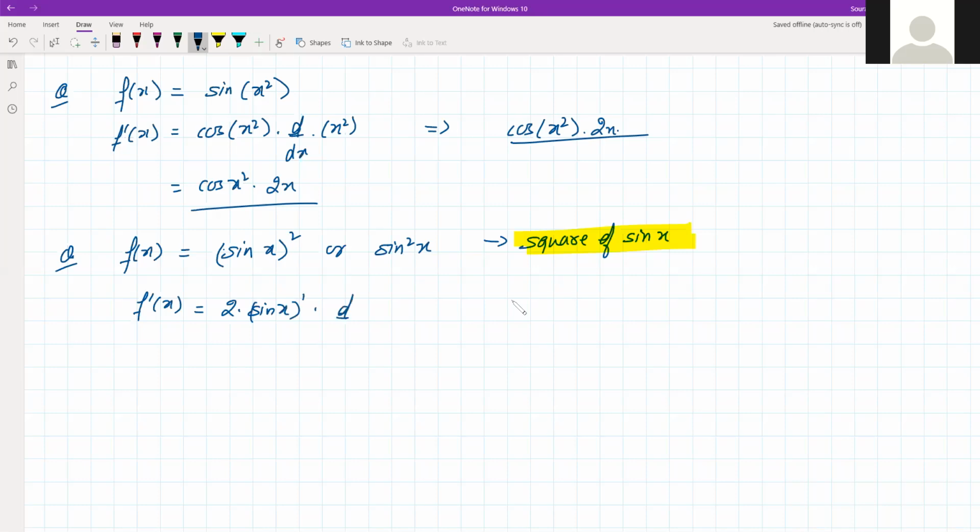And then differentiation of sine x, so this will be 2 cos x, sorry, and this is 1, right? So 2 sine x to the power 1, and sine x differentiation is cos x. So this is actually sine 2x. You can see there is a very small difference in the function, but the answer is totally different.